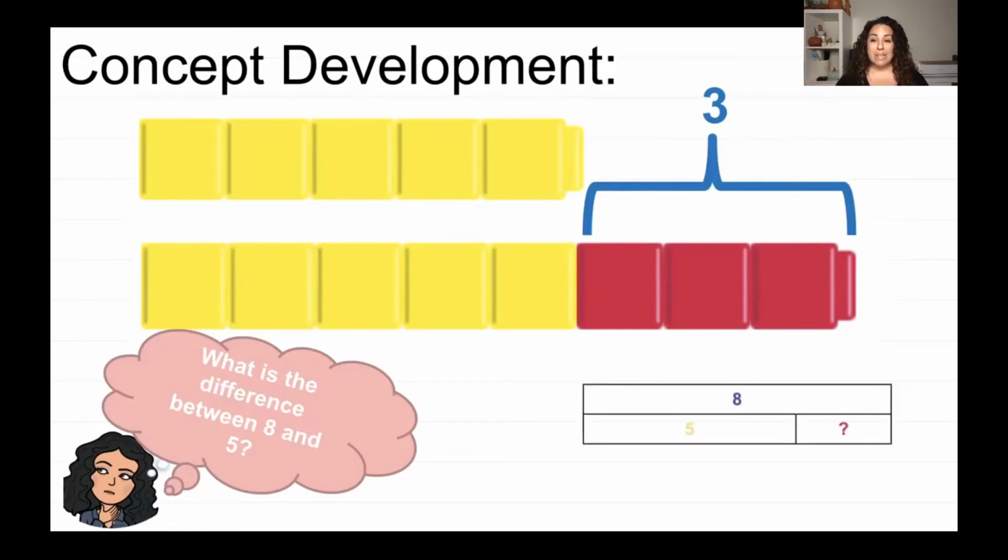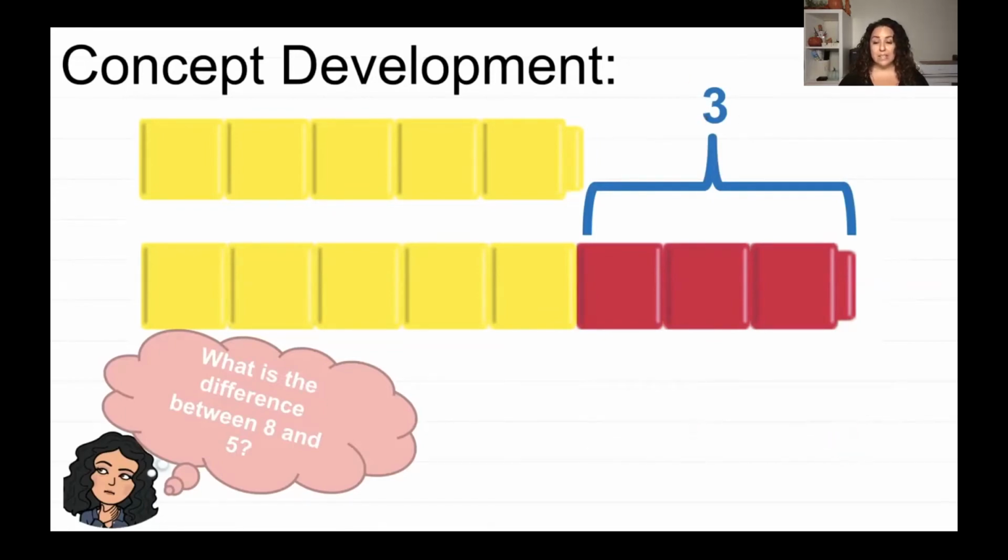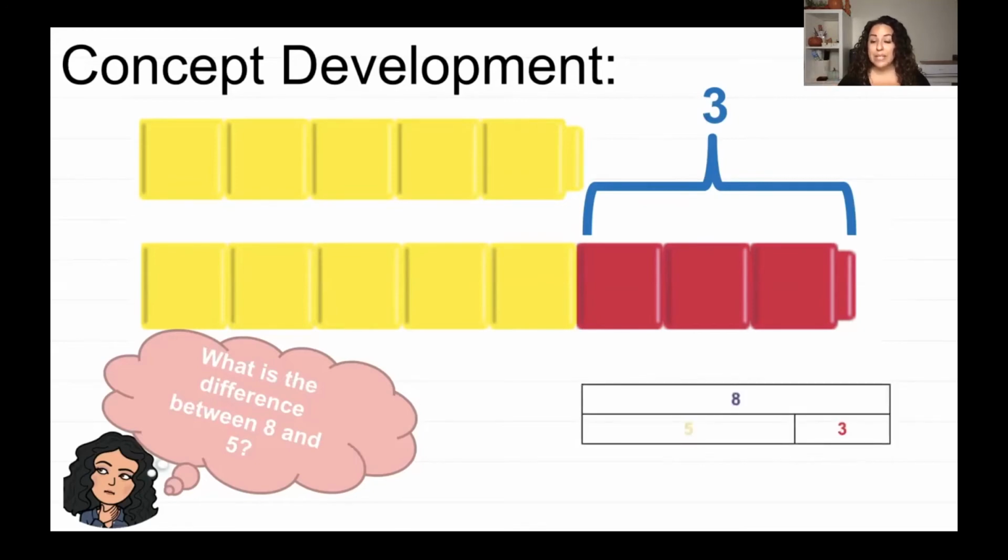So if I'm going to make this into a tape diagram, the tape diagram would look like this. 8, and then part of the 8 is 5, and I put a question mark there because at first I didn't know. But now I know the answer, so I can put a 3 there. So I have 8 is 5 and 3, or I can say 8 is 3 more than 5. Or if I want to write this in a subtraction sentence, it would look like this. 8 minus 5 equals 3.